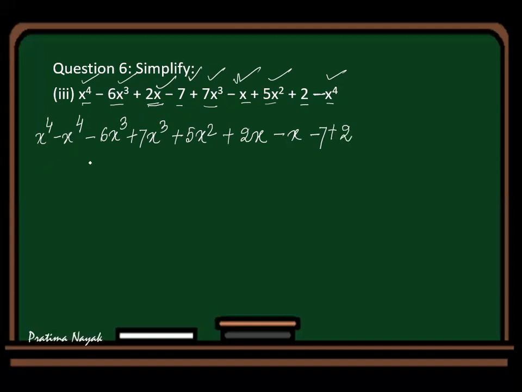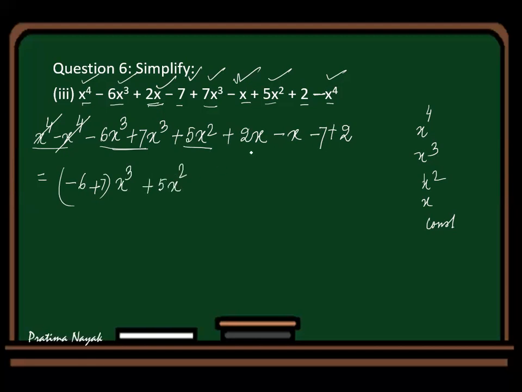minus 7 plus 2. You must have noticed what I did: I arranged the terms in terms of power. First is x to the power 4, then x cube, then x square, then x, then without x, which means the constant. So here x to the power 4 cancels. We are very fond of canceling. If it is the same thing, positive, negative, cut it immediately. Next you go for minus 6x cube and plus 7x cube. Then only one x square is there, no more simplification. Then go for 2x minus x, this will be x. Next for minus 7 plus 2, this is minus 5. So it will be x cube because minus 6 plus 7 is 1, plus 5x square plus x minus 5.